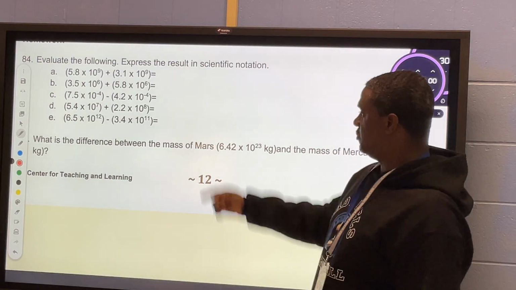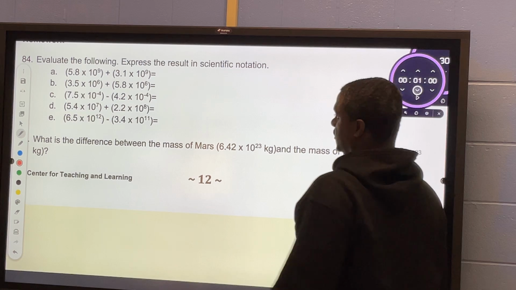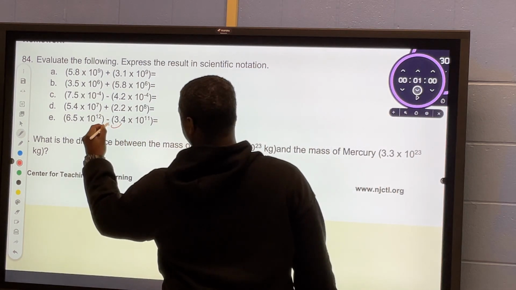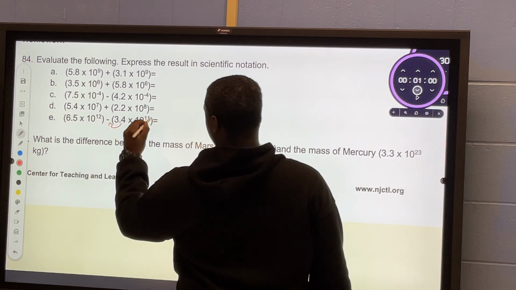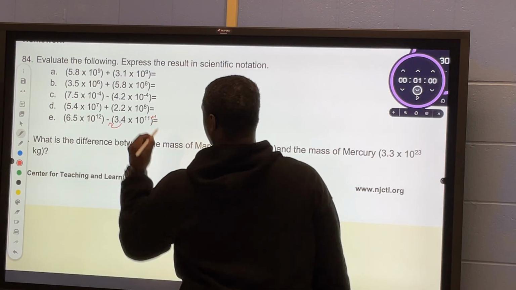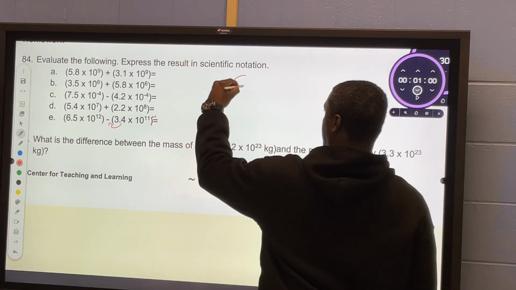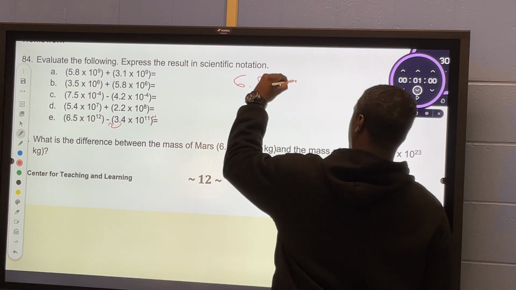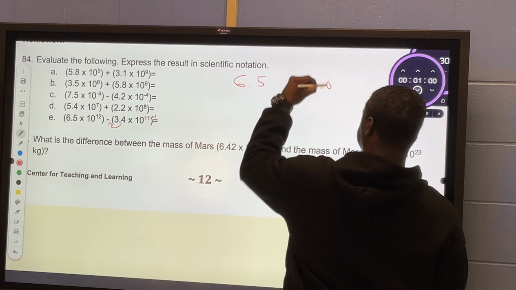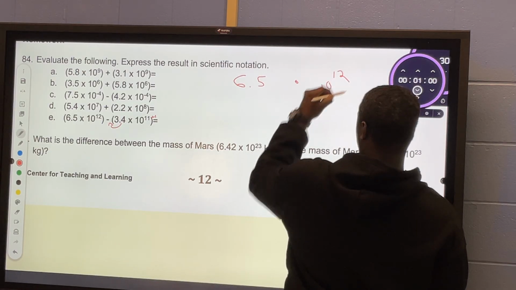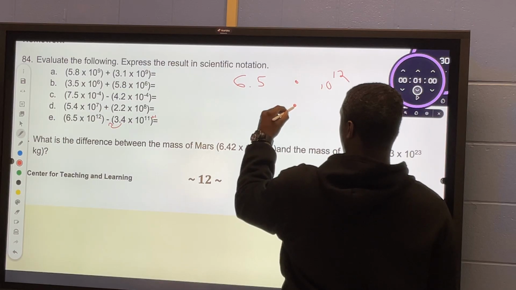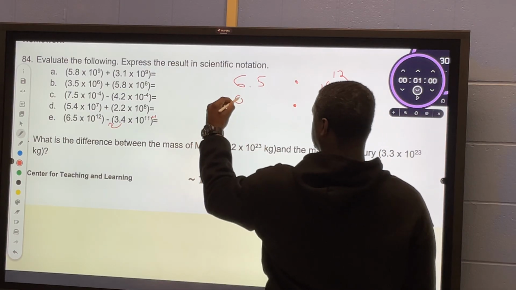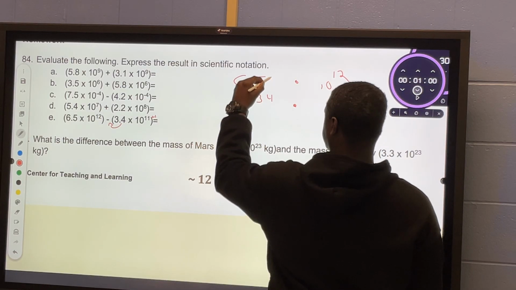How do I make my coefficient smaller? Move the decimal point one place to the left, and where I move my coefficient, my exponent gets bigger. Alright, so let's write my new number. I got 6 times 10 to the 12, and what am I subtracting? 0.34 times 10 to the 12 power.